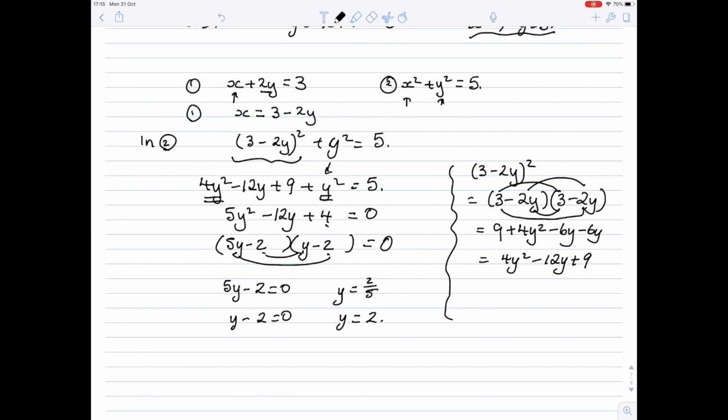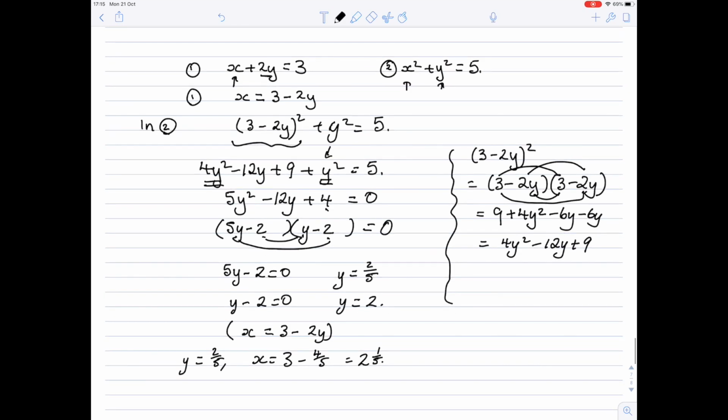I now have two y values and I have to find the equivalent values of x, and I'm using the rearranged version of equation 1. So I'm using the fact that x is equal to 3 minus 2y. So when y is equal to 2/5, x is equal to 3 minus 2 lots of 2/5, which is 4/5. So x is equal to 2 1/5.